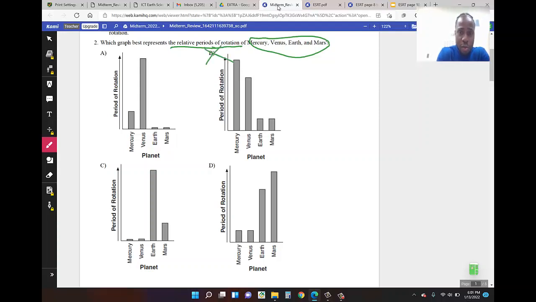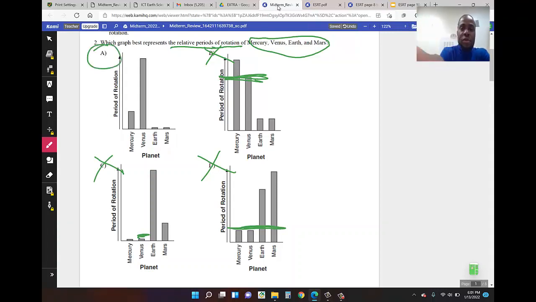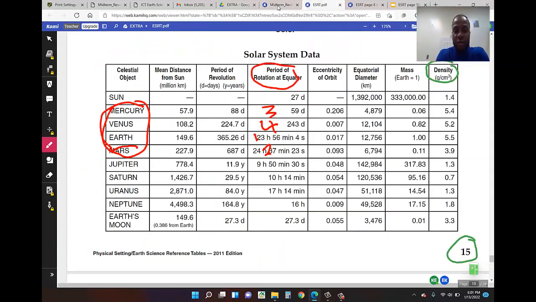So B is wrong because Venus is very short here. Venus is very short here, so definitely not D. Venus is very short here, definitely not C. So our correct option is A, because Venus takes 243 days. Easy breezy. Now let's continue.